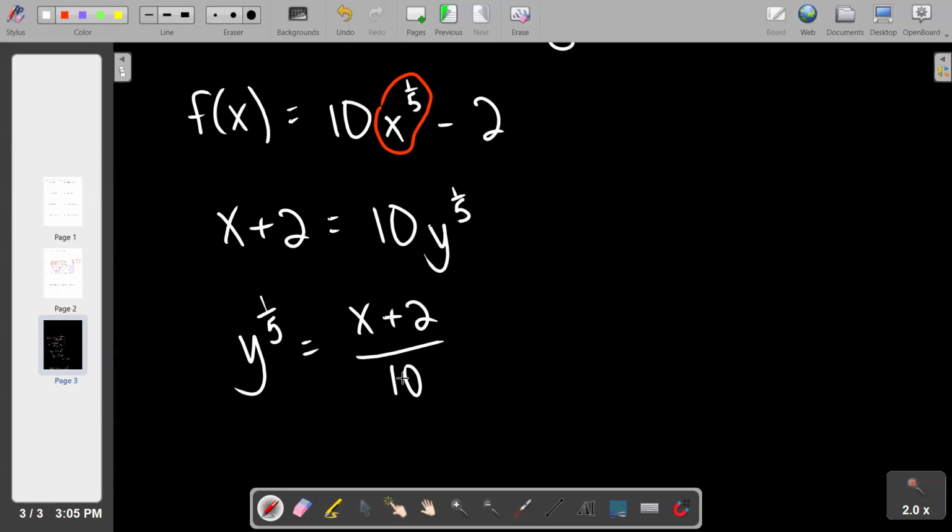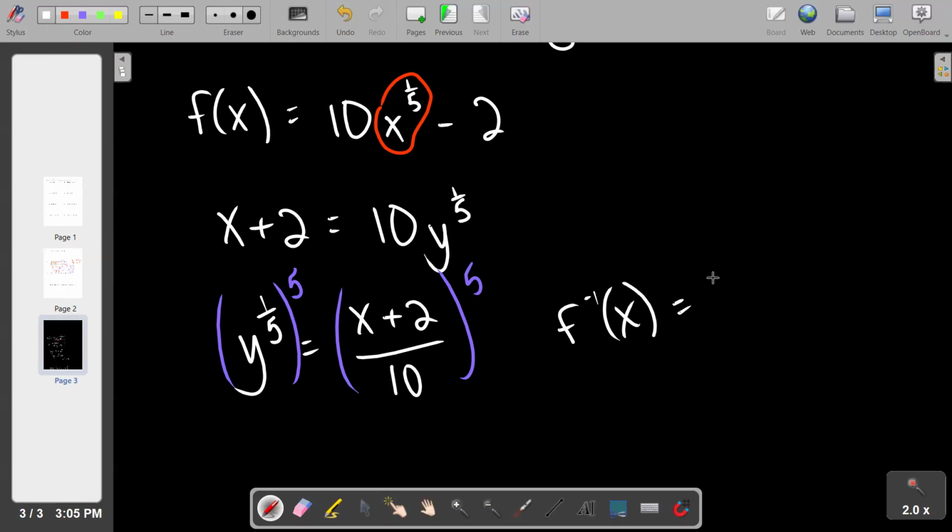What's the last thing we do? Already did that. Take everything to the fifth. So again, we want to use an exponent to kill a fractional exponent. We're really using an exponent to kill a root, for the record. Remember that y to the power of 1/5 is the same as saying the fifth root of y. They are identical. So just applying the power of 5 like this makes the mission over, right? So we're done, and we say that f inverse of x is equal to the quantity of x plus 2 divided by 10, raised to the power of 5.